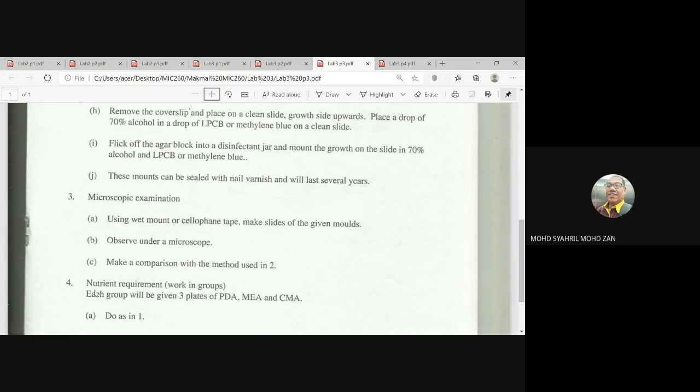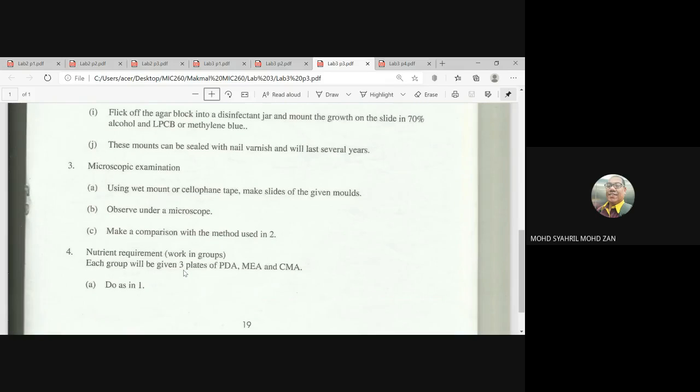Alright. Number 4, nutrient requirement, work in groups. Okay, this is if we do it face to face. Each group will be given 3 plates, which are PDA, MAA and CMA. Okay, so number 1, do as in number 1. For number 1, we do the inoculation like that.